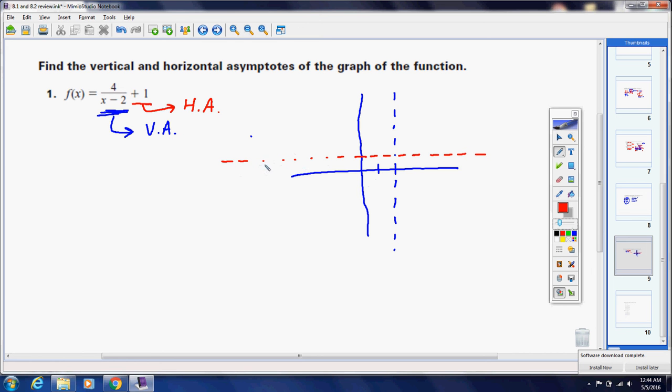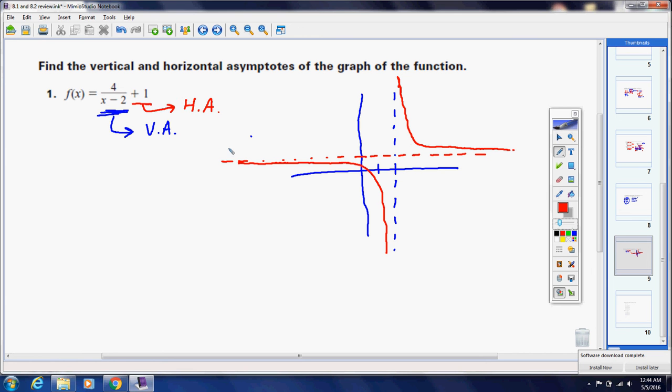Our x values are getting really, really large, but y is going to get really close to 1. So something along the lines of this is what it's going to look like. And as x is really large positive, y again is going to get really close to 1. And as x gets closer to 2, y gets really, really large. So this is what the graph is going to look like.